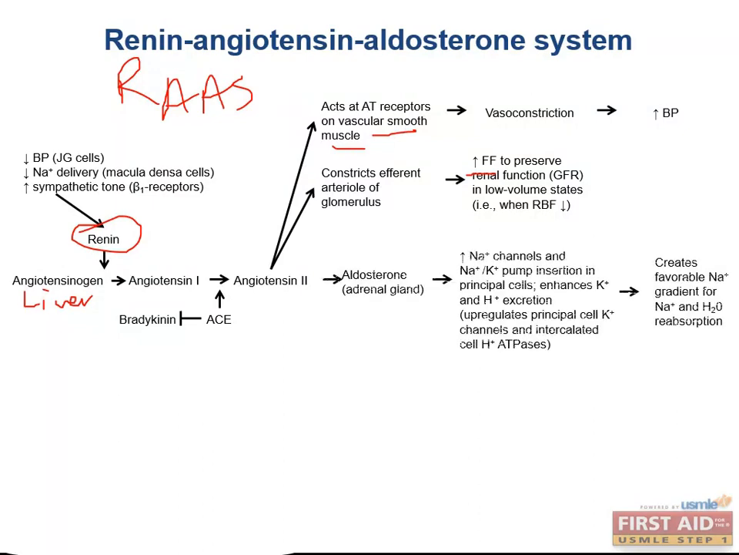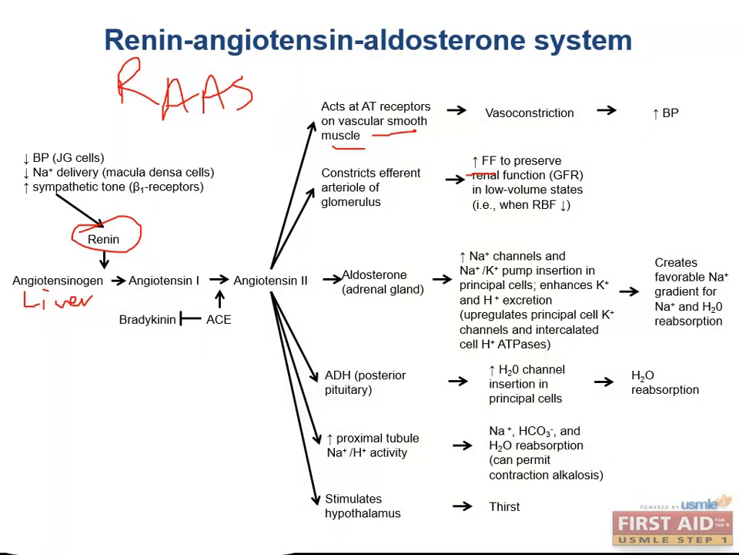Angiotensin II also stimulates the release of aldosterone from the adrenal gland, which stimulates the reabsorption of sodium and therefore water in the collecting tubules. Angiotensin II also stimulates the release of antidiuretic hormone from the posterior pituitary, which allows for water to be reabsorbed through the aquaporin channels in the collecting tubule. Finally, angiotensin II stimulates the reabsorption of sodium in the proximal tubule, which will bring water with it, and it stimulates the hypothalamus to give the person a sense of thirst and replenish their body fluids.